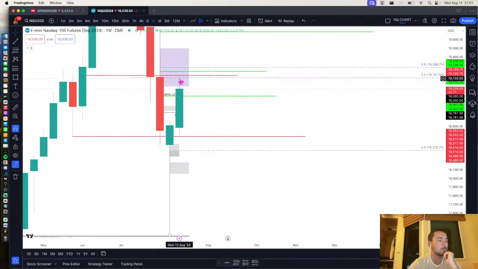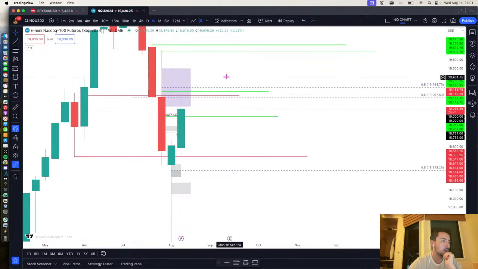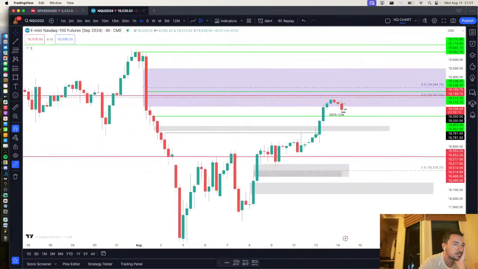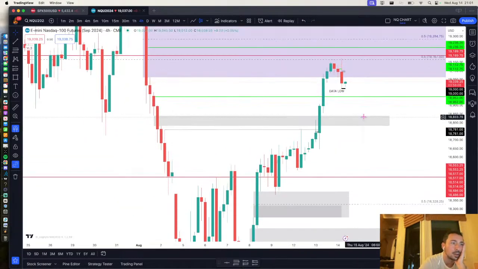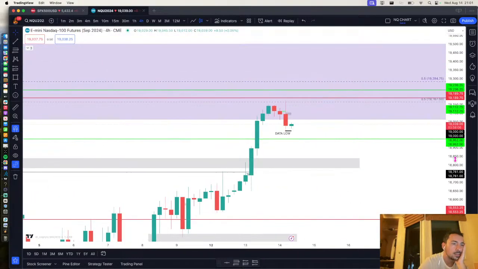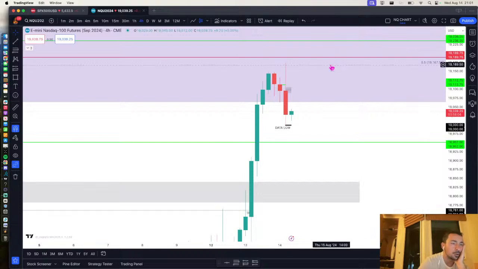Right, and look where we rejected from, exactly 50%. But do I think that the up move is over? No. I think at minimum we're going to take out these equal highs right here and the 50% of this 4-hour FEG. Like I've said many a time, right? So at minimum, I think we're going up to the 50% level, which we've tagged, and also the equal highs at 19,236.25.